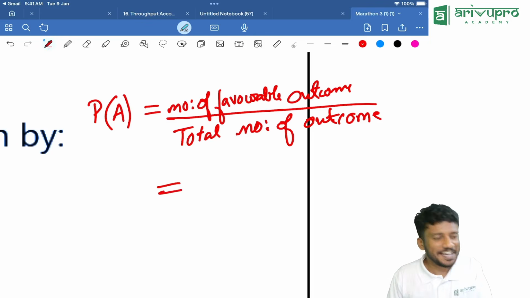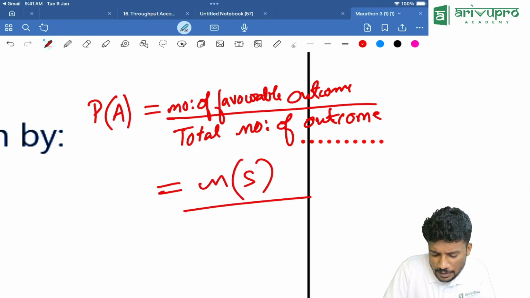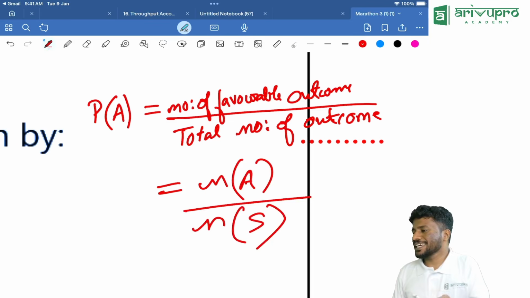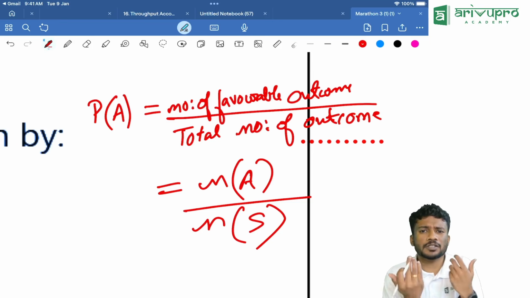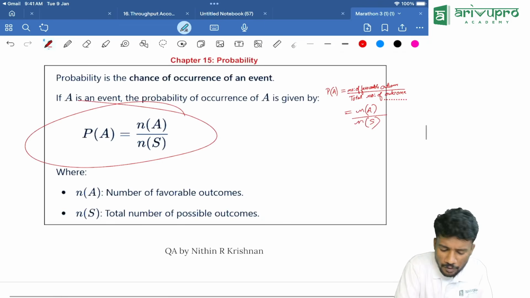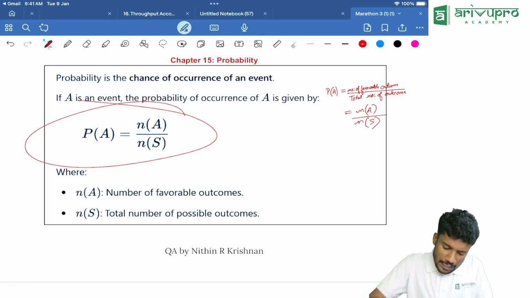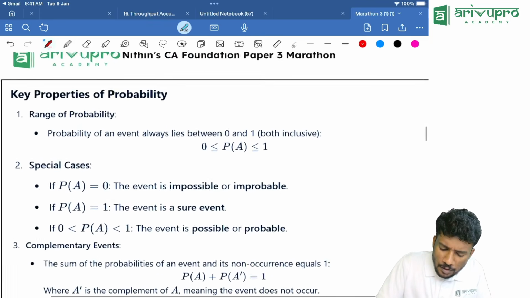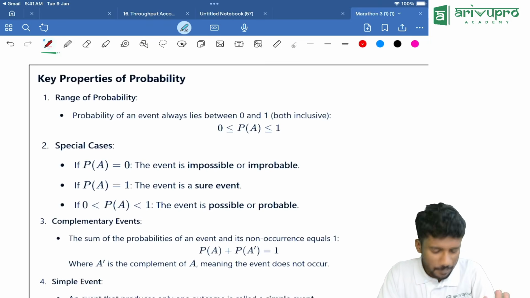Now here, usually it is represented as, you remember, I guess, n of A divided by n of S. Here n of S is the total sample space, the total number of outcomes. n of A is the possible outcomes from that. So P of A is equal to n of A divided by n of S. Now some of the key properties. We need to know the properties before doing many questions.